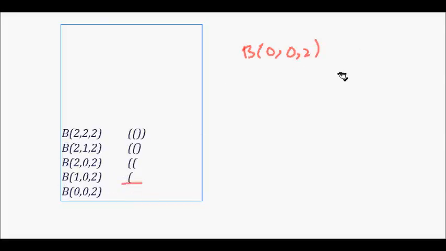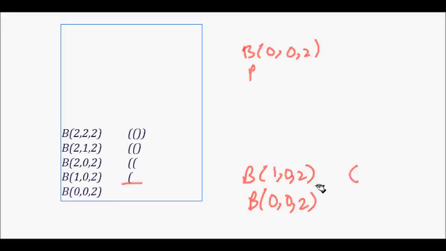So let's start from here, B 0 0 2. There's nothing in the string, then it will call and increment, B 1 0 2. So the open bracket is incremented and added to the string, and it becomes this. Again it goes to the same function.